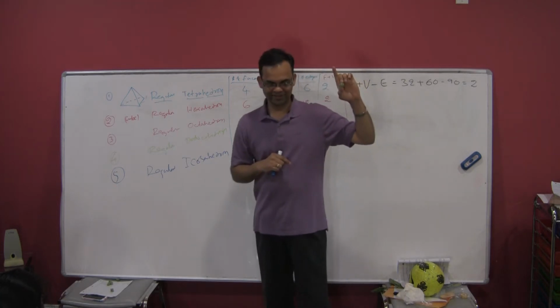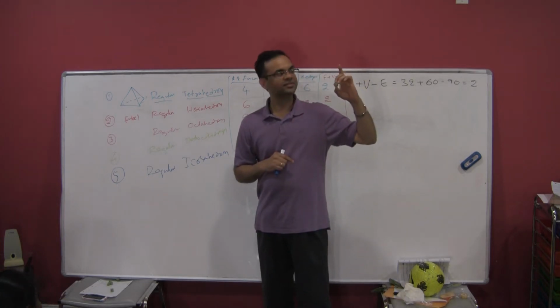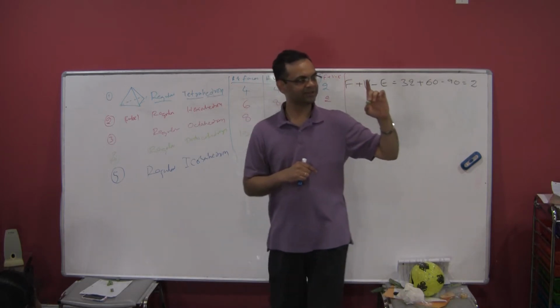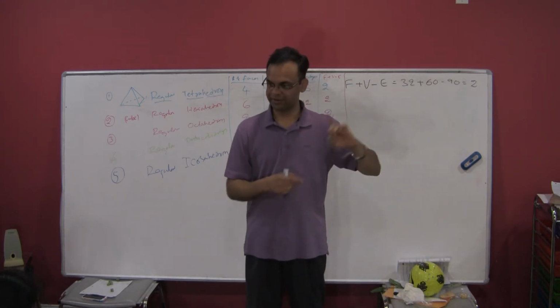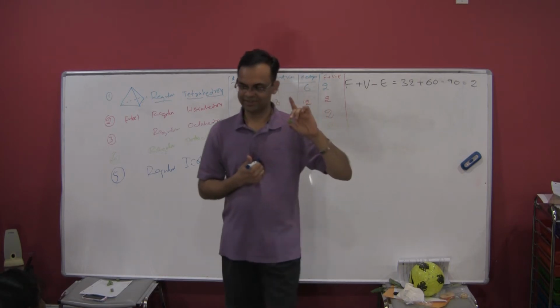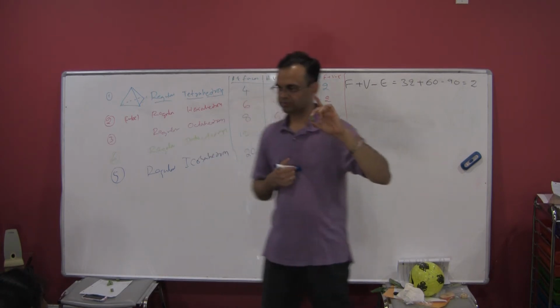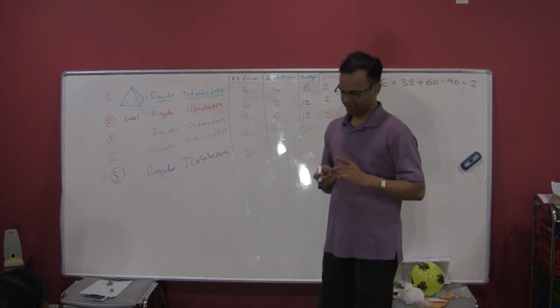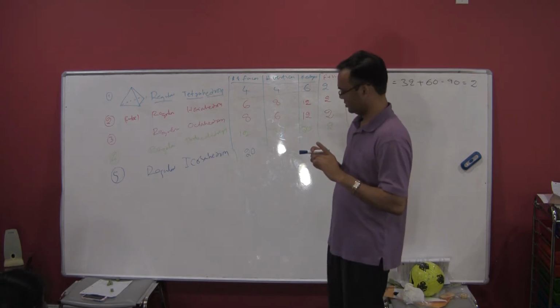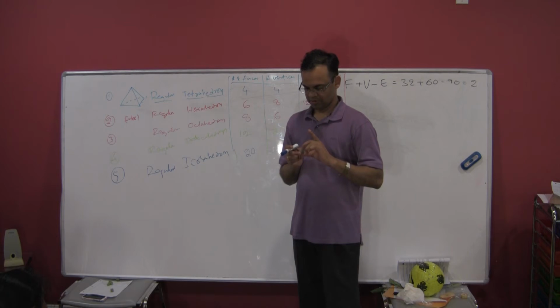How many vertices? 12. Tell me why. You're right. I don't understand your logic. Because the way with the other one, each triangle has 3 vertices, so you see how many faces share the same vertex.